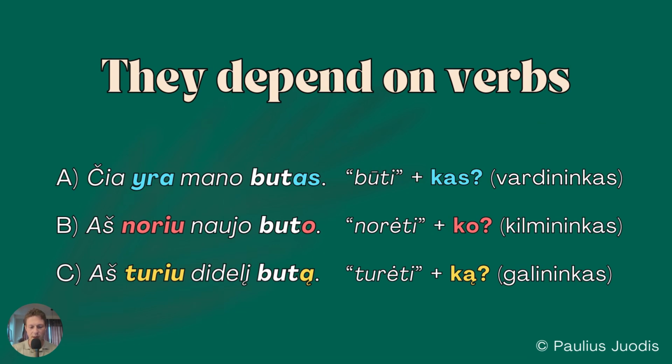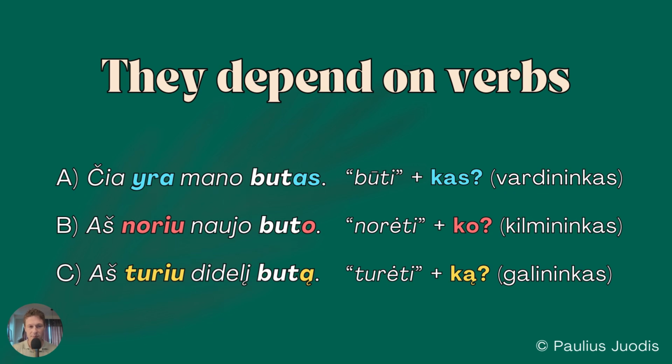So we talked about the role of a word in a sentence. So that's one of the purposes for the cases. They depend on roles. They also depend on verbs. So let's say we have these three sentences. Butas is an apartment, a flat. So we have three sentences about a flat. Let's read them. Čia yra mano butas, aš noriu naujo buto, aš turiu didelį butą.